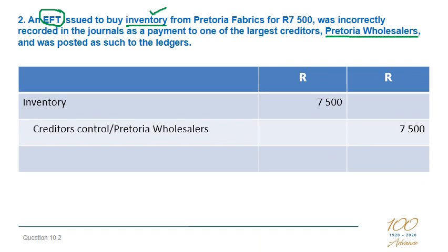So I will have to debit the inventory for the purchases of inventory and credit the creditors control, because I need to increase the account of Pretoria Wholesalers again because I didn't pay them. So I need to increase their account again. Can you see none of these items will be an income or expense item? So I cannot influence my statement of profit or loss.